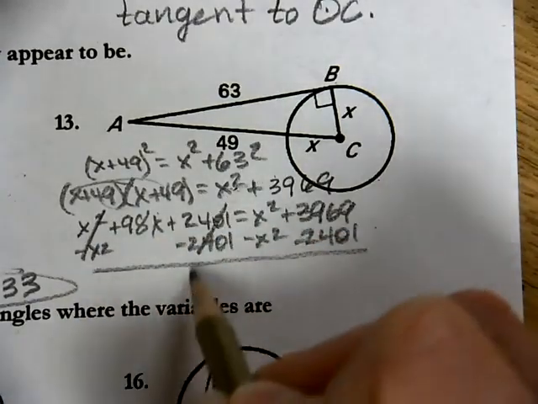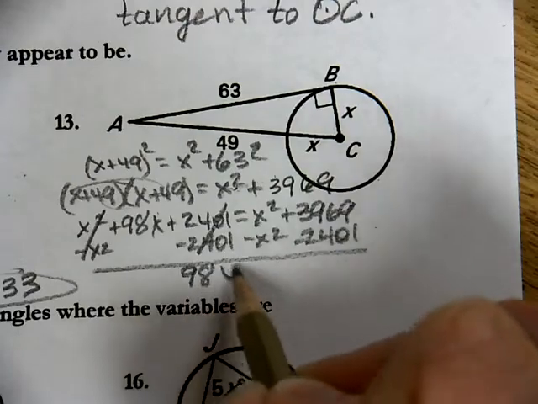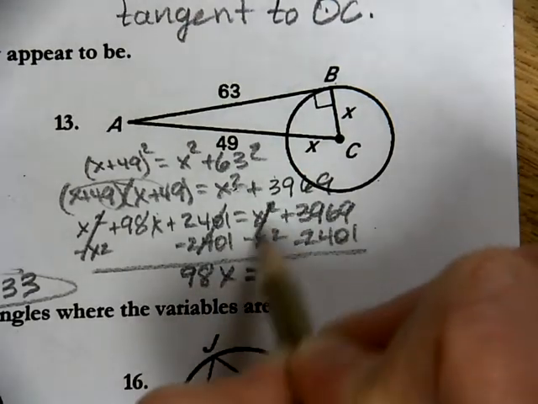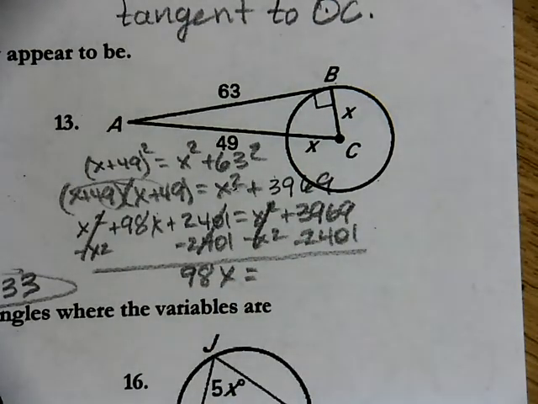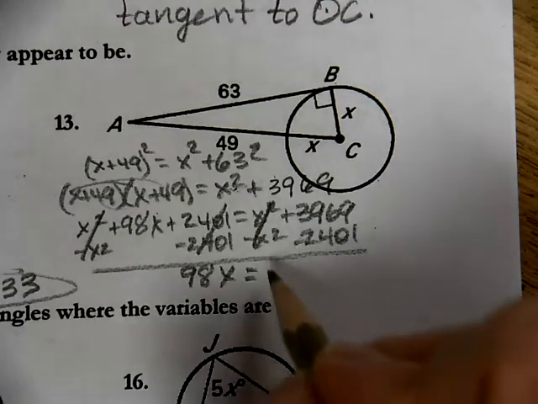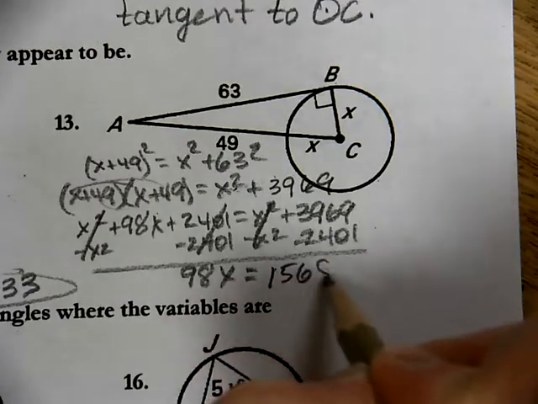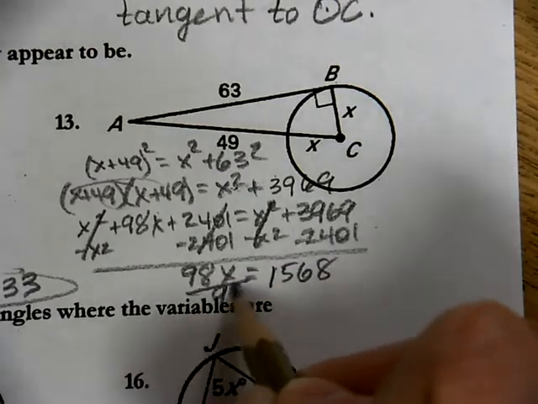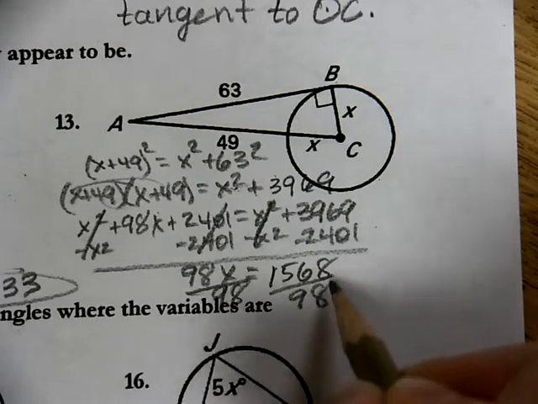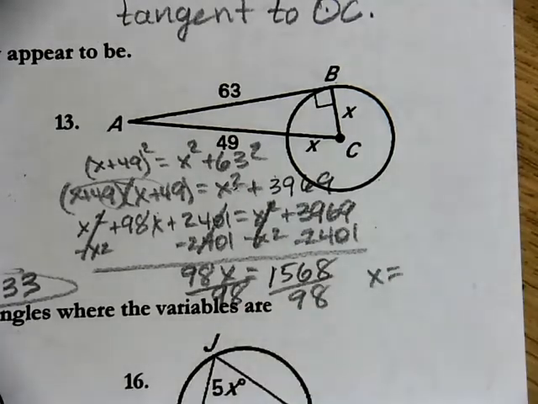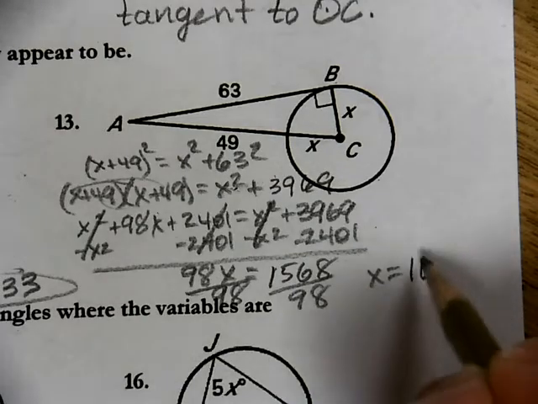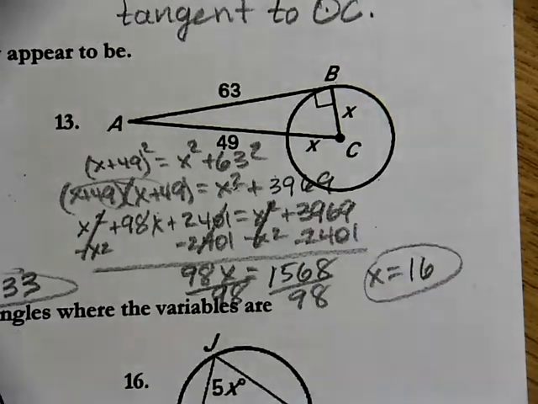Those cross out. We're left with 98x. These cross out. We get 1568. We can divide by 98. And we get an answer of 16.